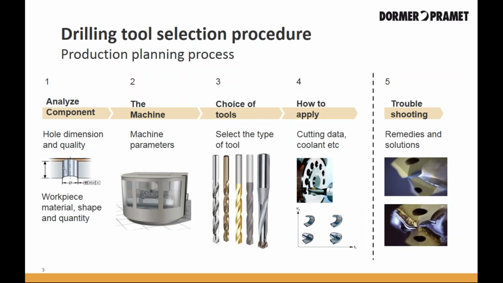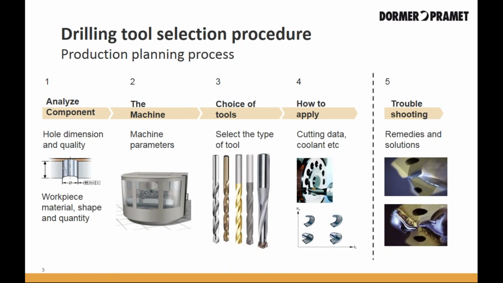We should always follow the production planning process as outlined here. The drilling tool selection procedure will follow this process and will include these 5 steps. Number 1, analyze the component you will be drilling. Number 2, choose the proper machine. Number 3, choose the right tool for the job. Number 4, apply the proper running parameters, coolant, etc. And number 5, troubleshoot and analyze the tool failure in order to optimize the operation.